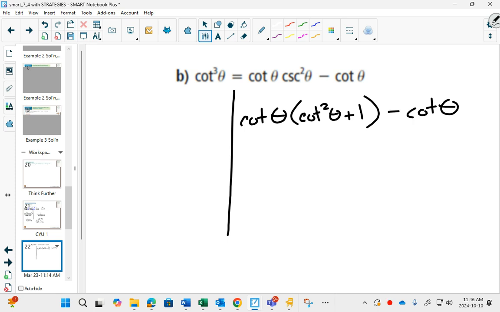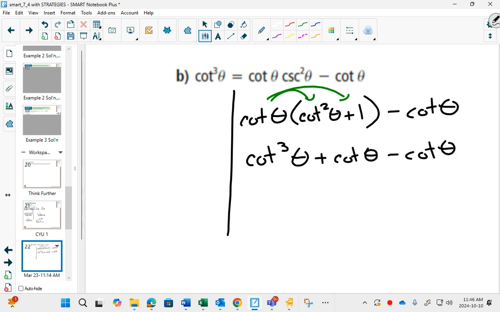Okay, so now what can we do? Well, we have some algebra. You're allowed to distribute, right? You can do all of your algebra stuff. If I distribute, I get cotangent cubed plus cotangent theta minus cotangent theta. Oh, it's starting to look really good. Cotangent cubed. We are done.